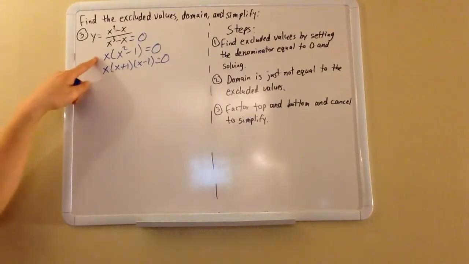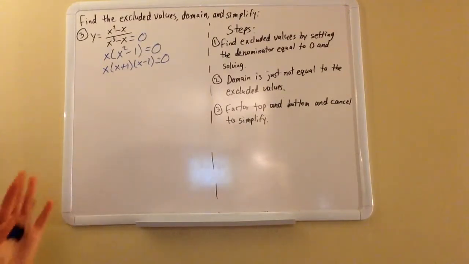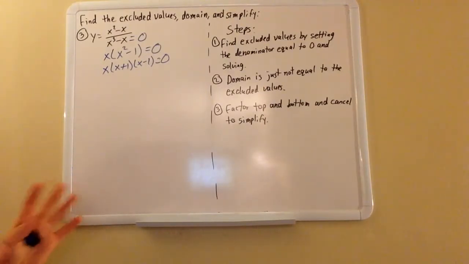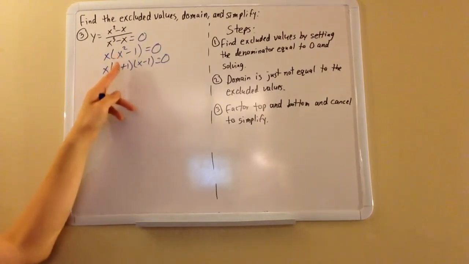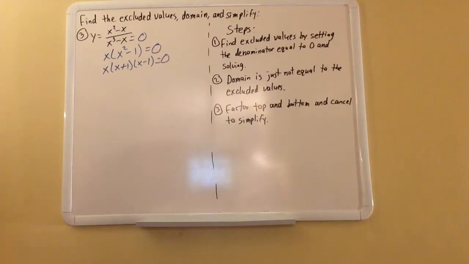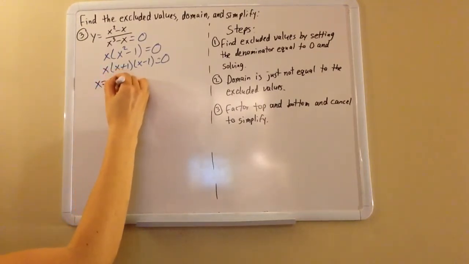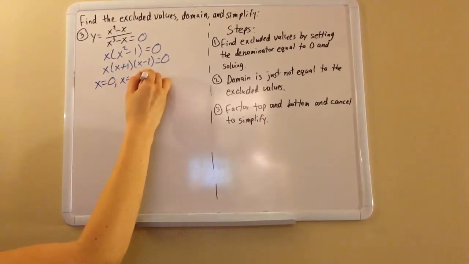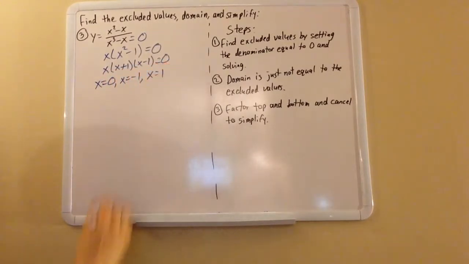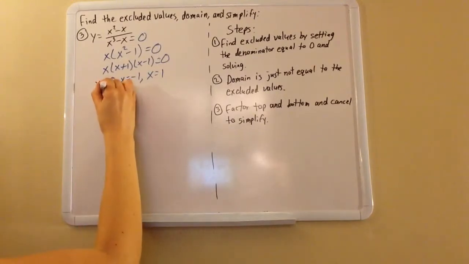So as you can see, the x stayed on the outside. The x just stays exactly where it is. It doesn't distribute or anything weird like that. And then this x squared minus 1 just broke up into these two. So now I just set each one of them equal to 0, so I get x equals 0, x equals negative 1, and x equals positive 1. So all three of these are my excluded values.